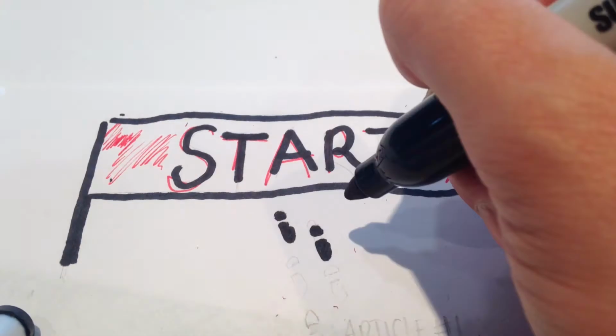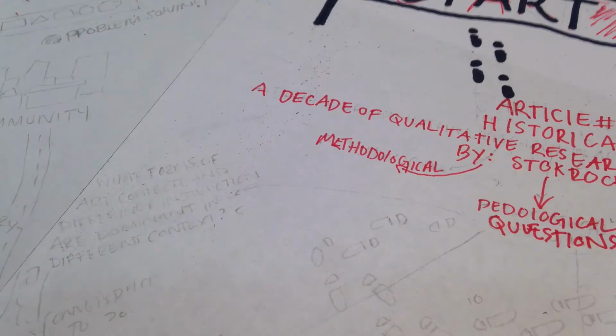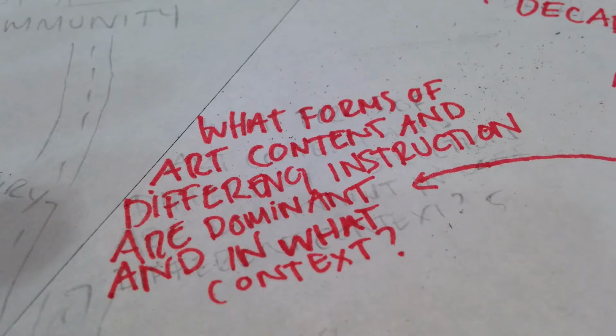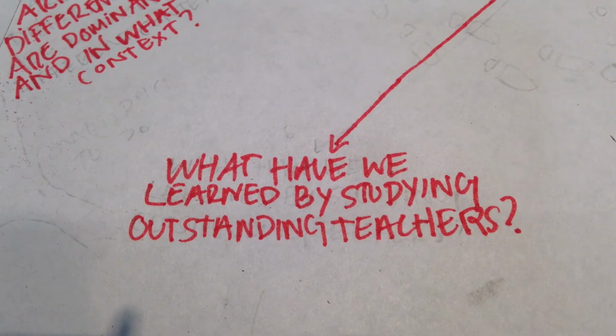Starting my project, I started with an article that was a historical piece about the decade of quality of research in art education. This was a really great foundation for me as it showed me methodological and pedagogical questions, such as what forms of content and differentiating instruction are dominant and what context they come in. It also showed me what we have learned by studying outstanding teachers.